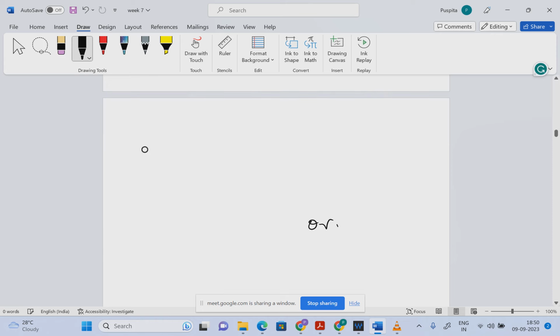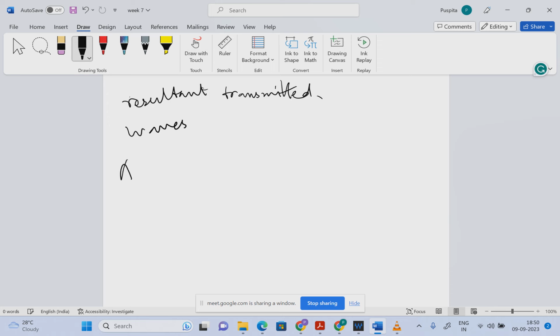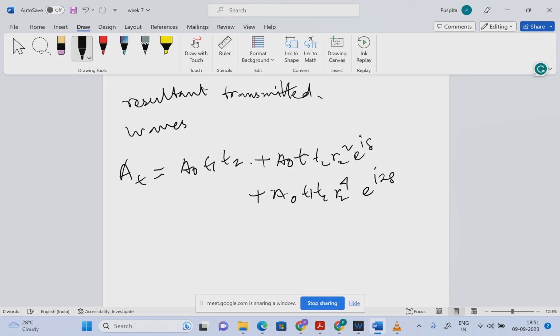Now we want to calculate the resultant transmitted amplitude, A T, which will be A naught P1 P2 plus A naught P1 P2 R square e to the power i delta plus A naught P1 P2 R to the power 4 e to the power i 2 delta.